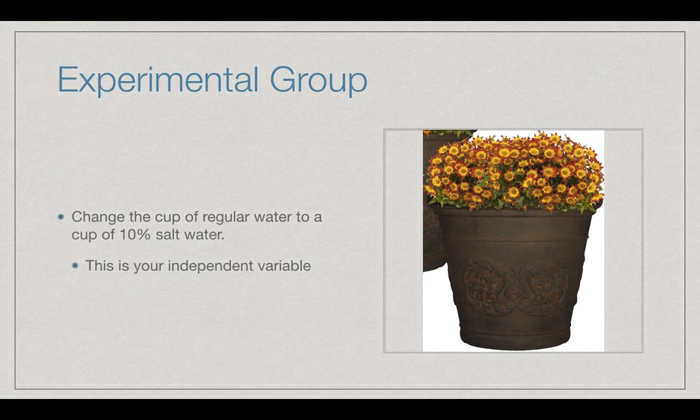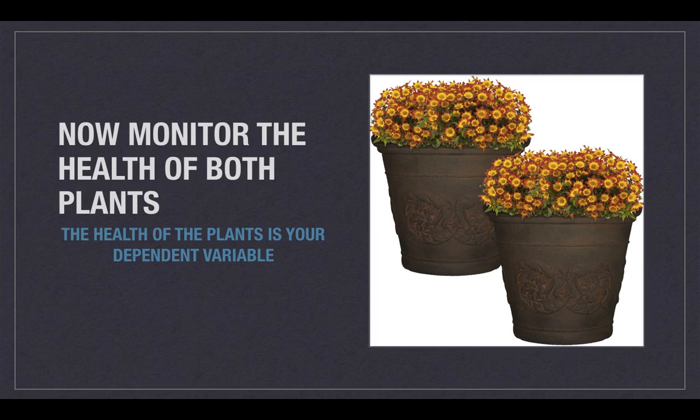The other group is the experimental group, and here you're going to change that cup of regular water that you're using on the control plants to a cup of 10% salt water, and that 10% salt water becomes your independent variable. That's the one thing you change between the two groups.